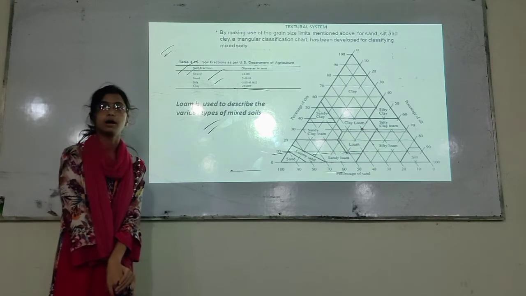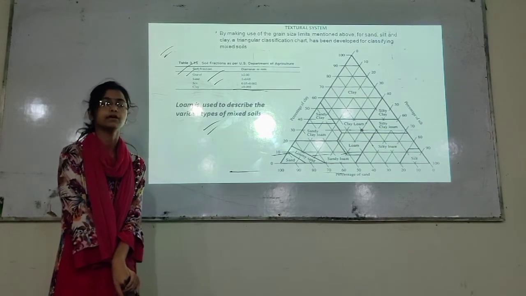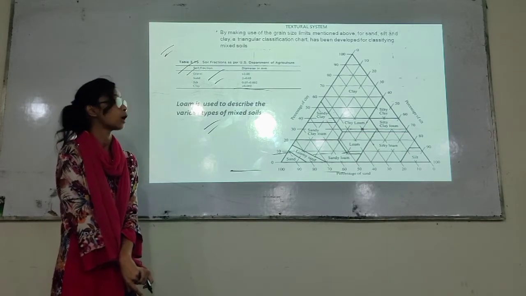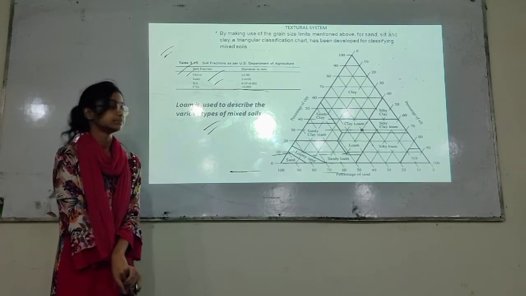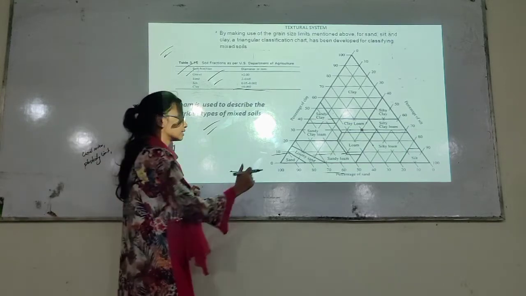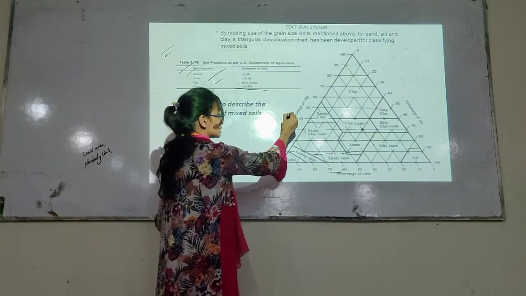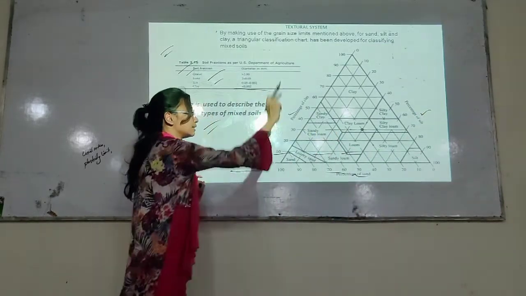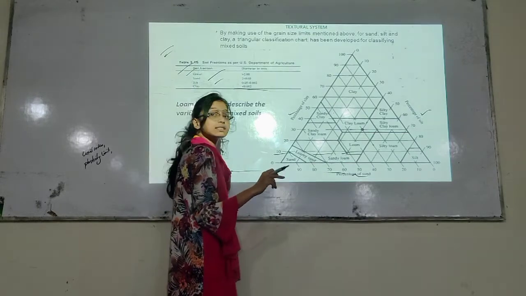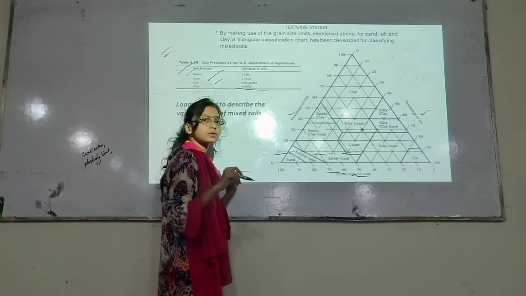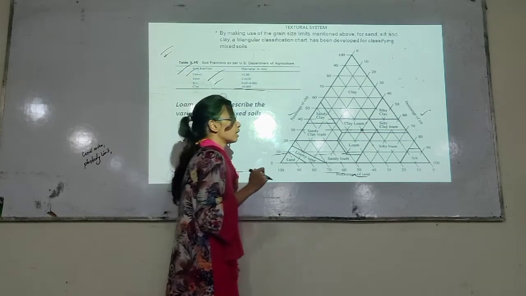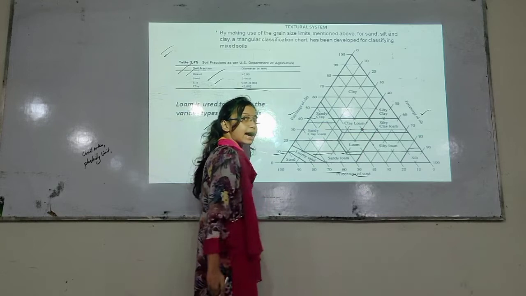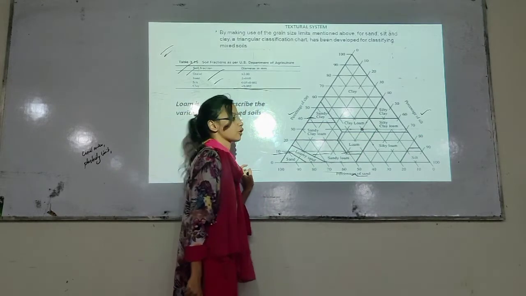The US Bureau of Public Roads represents a triangular system, commonly called the textural system. In the textural system, we can see that the three sides represent percentage of clay, percentage of sand, and percentage of silt. The textural classification system has 10 zones. Each zone represents a soil. If we identify the zone, then we can easily identify the type of soil.